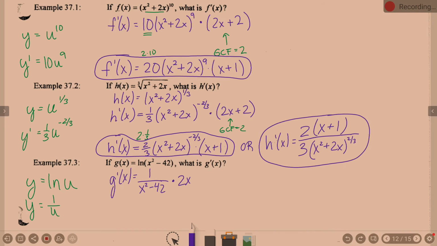So, okay, my guess is I made this as one fraction. Yep. So g prime of x, if we put it back as one fraction, is 2x over x squared minus 42. Speaking of multiple choice, you would see this put together as one fraction, which is why you need to be able to identify, okay, it's 1 over, but then I usually put that other piece back in my numerator.